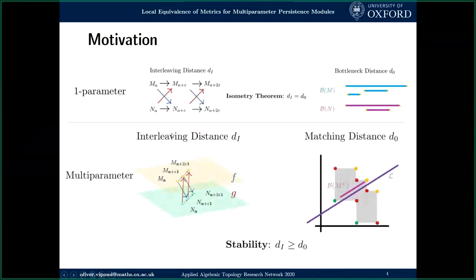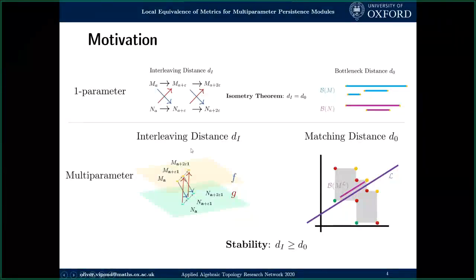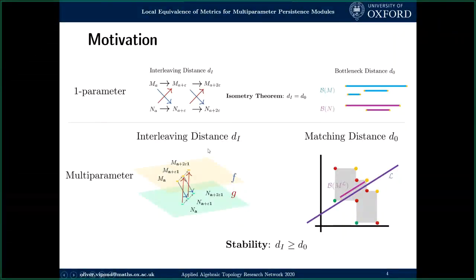So in the multi-parameter setup, again, we can also define this complicated algebraic distance known as the interleaving distance. And we can also define an analog to the bottleneck distance, which I'm going to call the matching distance, which looks at barcodes contained in our multi-parameter module. But in this situation, we don't have the isometry theorem. Rather, we just have stability. We just know that the interleaving distance bounds the matching distance.